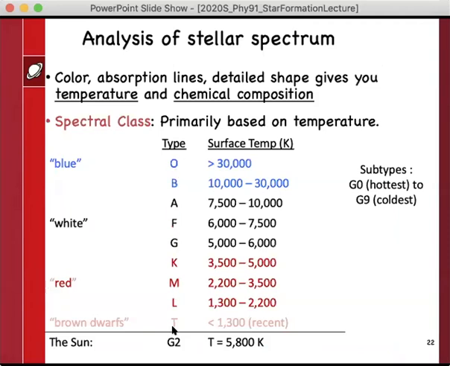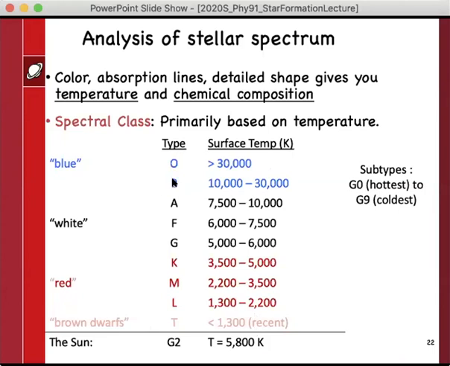So now the scheme, when Annie Cannon rearranged it, is O, B, A, F, G, K, M, L, T. Actually, she only went down to M. L and T were added later. T actually didn't come around till the 90s. This was a sequence that told you the hottest stars to the coolest stars.